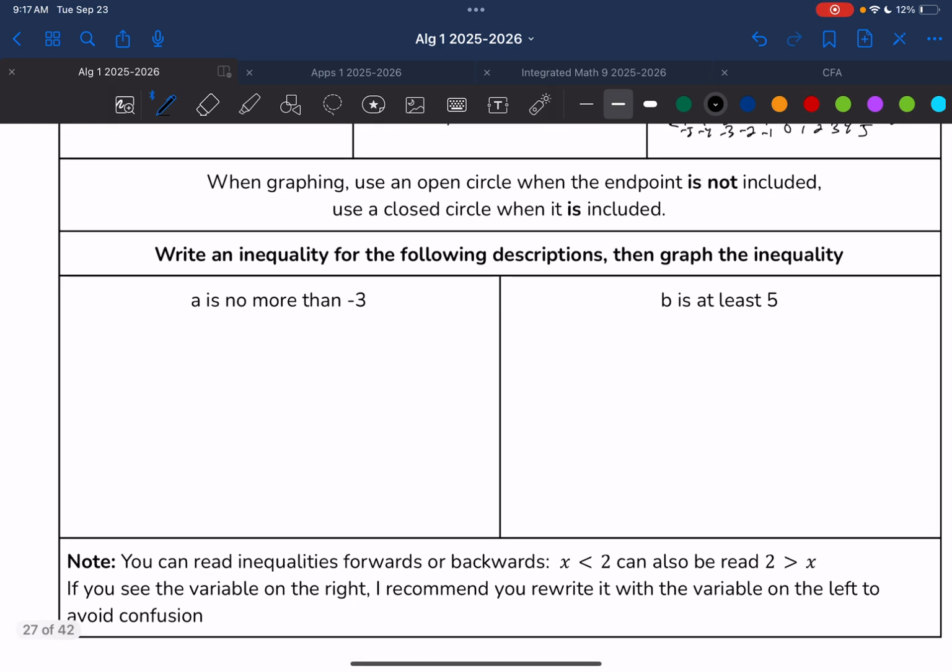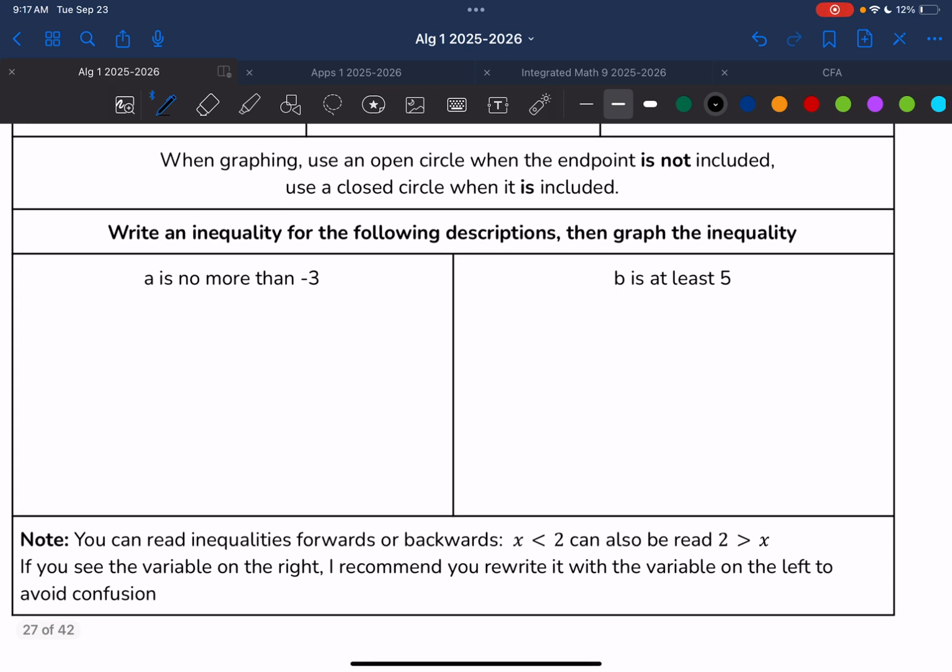So sometimes you will see wording that might be a little bit tricky. So for example, A is no more than -3. No more than kind of sounds like we would want a greater than, right? We have the word more there, but we actually don't, right? If we think about no more than 3, we want to do all of the numbers less than 3, and we want to stop at 3, right? We can't go past 3.